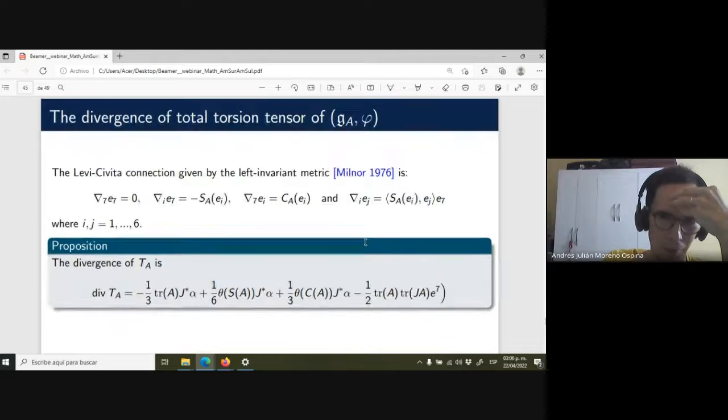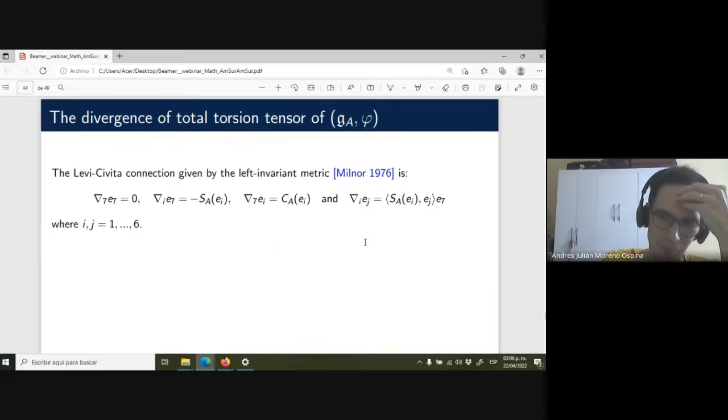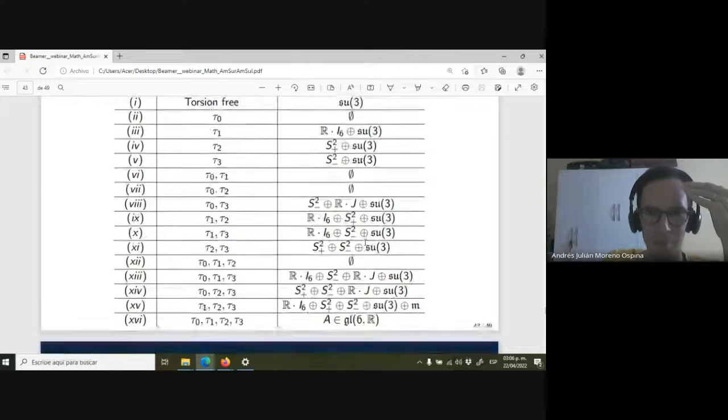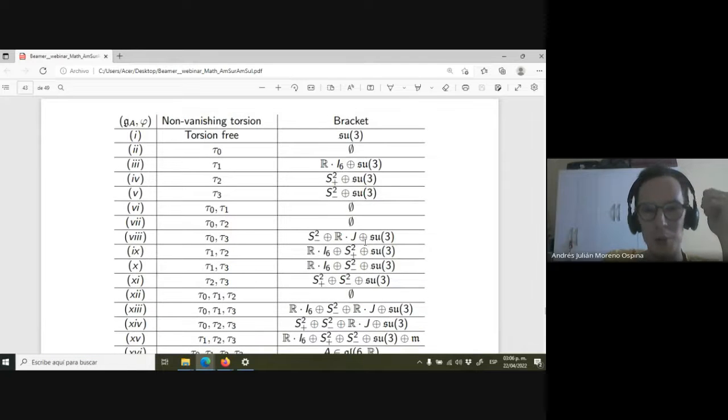It came, in fact, from a discussion with Adrian some weeks ago, when we were studying the case of almost contact, and he showed me that there was a paper where they described the harmonic almost contact metric structures, with the harmonic, which is equivalent to the divergence free, right?